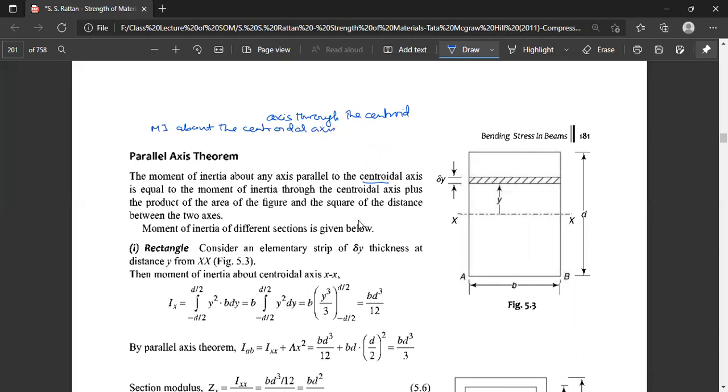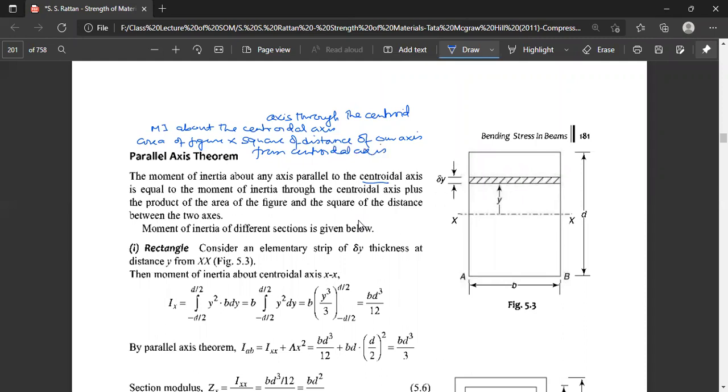Next, we have to know the area of the figure and the square of the distance between the two axes. Next, the area of the figure multiplied by the square of the distance of our axis from the centroidal axis.